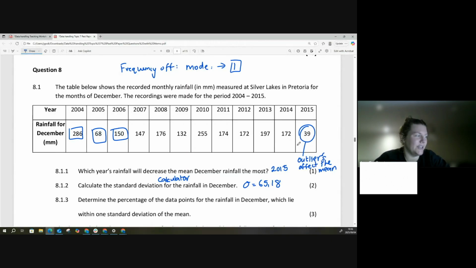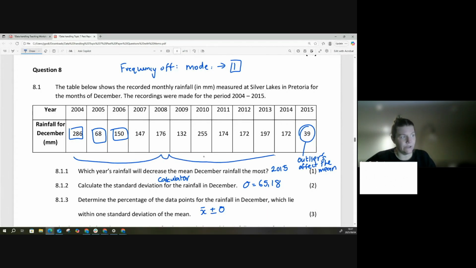Now, the next question, it seems like it's a scary question, but it's actually not. It says determine the percentage of the data points for the rainfall in December which lie within 1 standard deviation of the mean. So all we have to do now is figure out what our mean is. We need to plus and minus our standard deviation, and then we need to see which values in here fall into that range that we figured out. So the first goal is to find your mean, which you can do now easily on your calculator because you've inputted your values already.